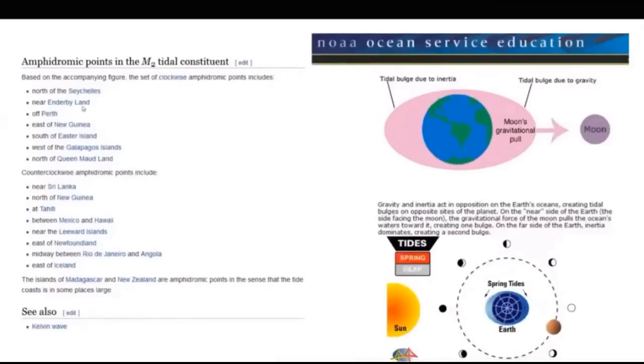There's also a list of tidal nodes on Wikipedia. The set of clockwise points include these, but they've only given us 16 nodes here, but from what I saw from the map, there's 100 of these things. It could be 100. I haven't even counted them. There's so many of these tidal nodes all over the Earth, but in some places they are in far greater density than in other places.